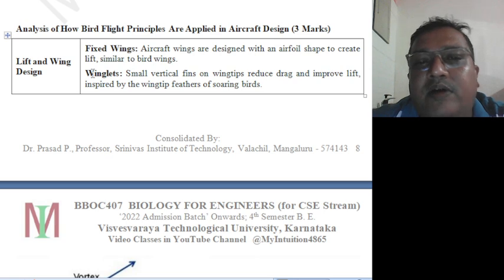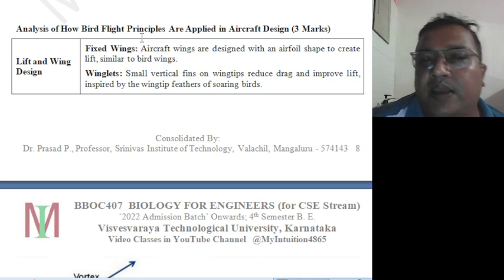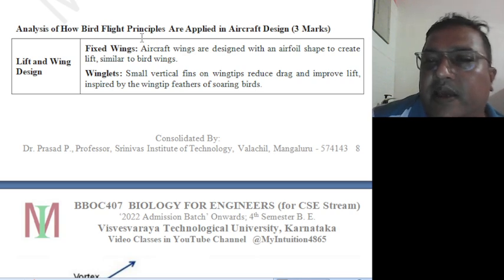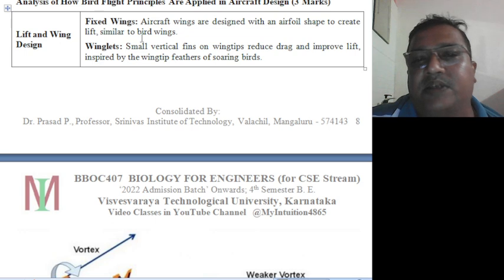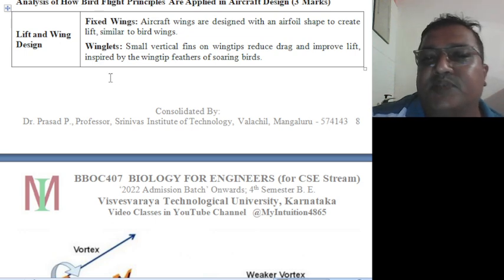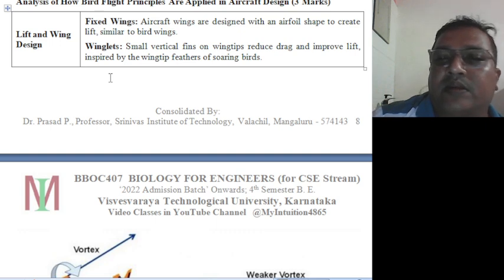Okay, an analysis of how bird flight principles are applied in aircraft design. The lift and wing design: airplanes have fixed wings as well as winglets. Aircraft wings are designed with an airfoil shape to create lift similar to that of bird wings. The winglets are small vertical fins on the wingtip which reduce the drag and improve lift, which is inspired by the wingtip feathers of soaring birds.